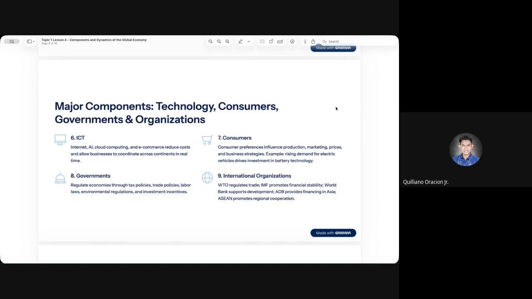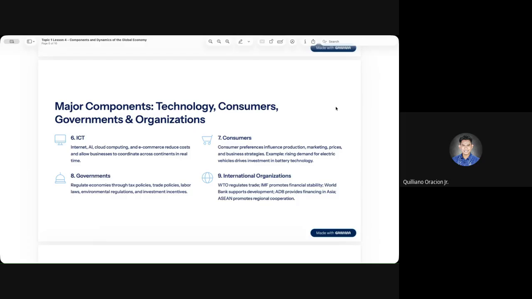I know for sure some of you here, or the majority of this class, have used GCash. And also, I know for sure you have used Shopee. Almost everyone. And that's ICT supporting the global economy.